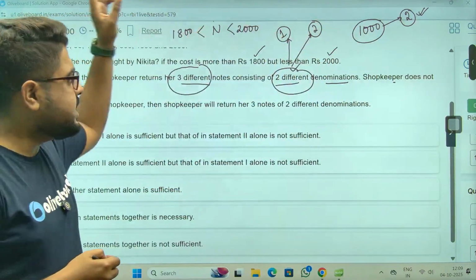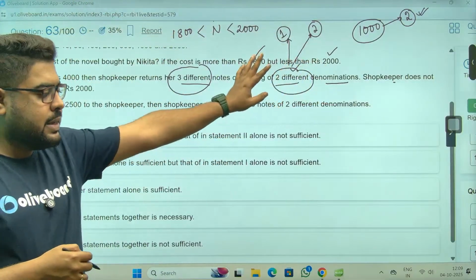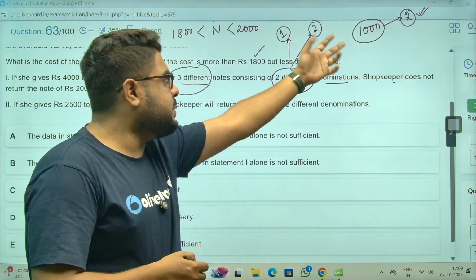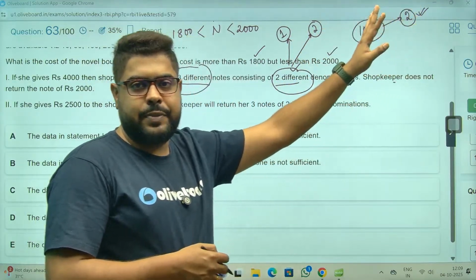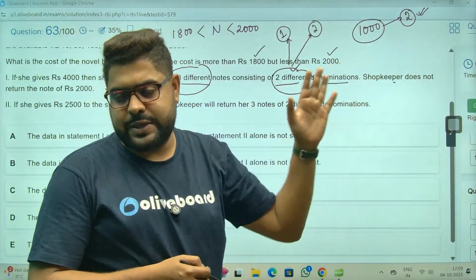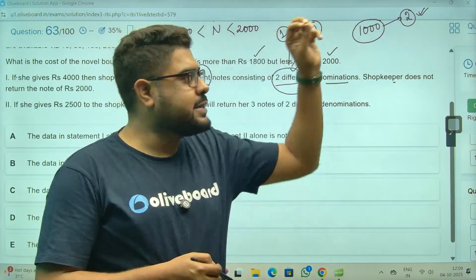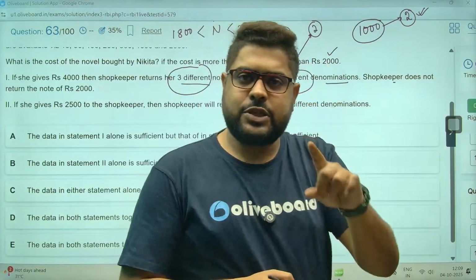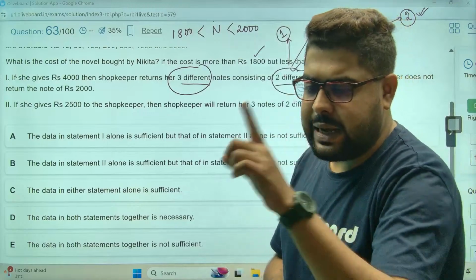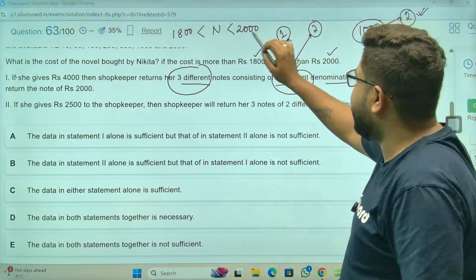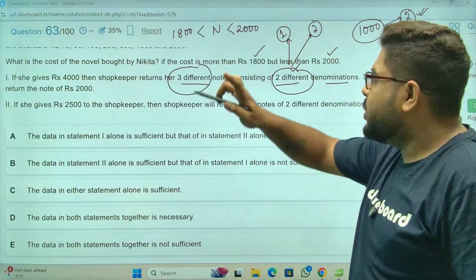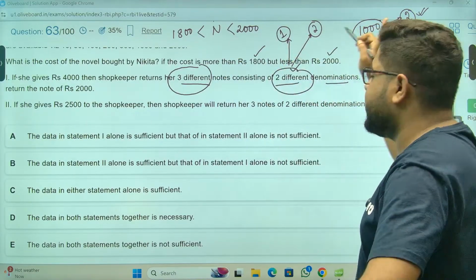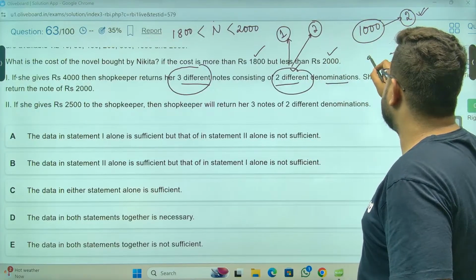Now, in this first situation, you should be able to think. He said 1000 rupee note has to be 2. Now, 4000 minus 2 into 1000 rupees, meaning now we are standing at 2000 rupees. Cost of the novel at this point of time is 2000. But again, it cannot be. It has to be less than 2000. So that means shopkeeper has returned at least another note, which is between 1800 to 2000. Now, can the second note, the one whose quantity is 1, be of 200 rupees?